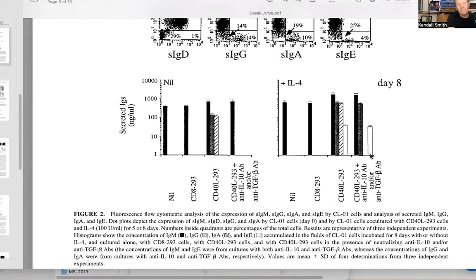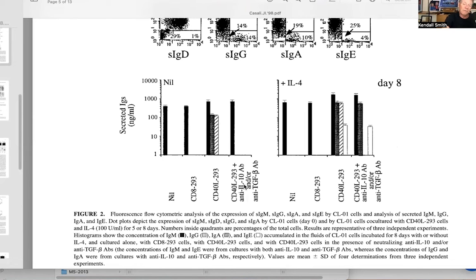And so this is after culture of negative or nothing, and this is IgM. Here is the negative control for CD40 ligand. They used CD8, and again, it's IgM positive, and that's it. And then when you use CD40 ligand, now you've got IgG and IgA.